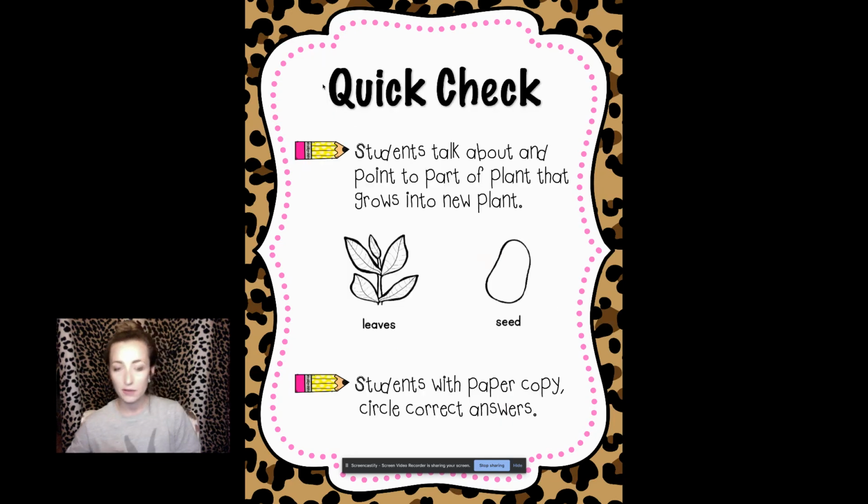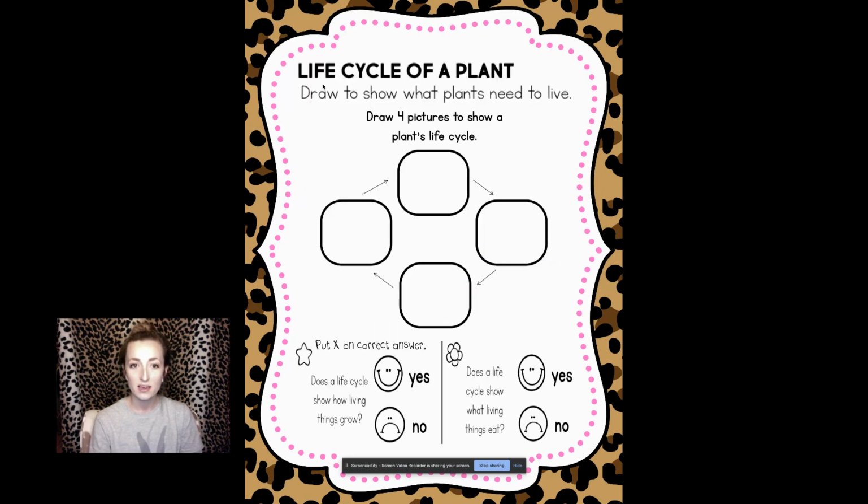Okay, and I'm going to have you quickly check this. It says students talk about and point to the part of the plant that grows into a new plant. So if you are listening, I want you to go ahead and point and show whoever you're with what the correct part is. Is it leaves or seeds? So which part of the plant grows into a new plant? You should be pointing to seed. Okay? This is the life cycle of a plant.